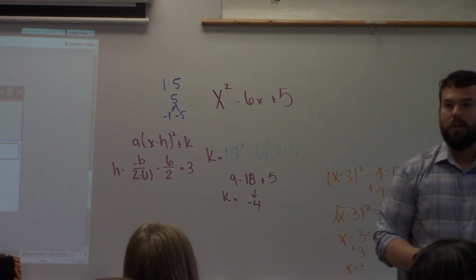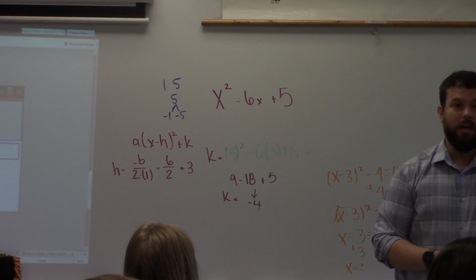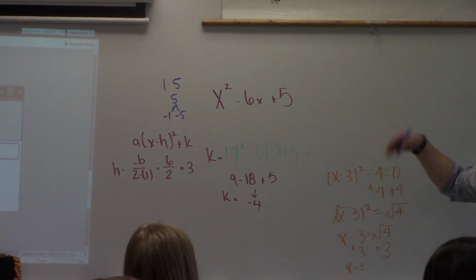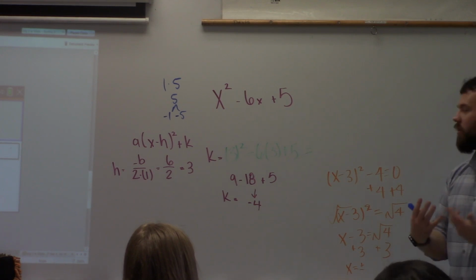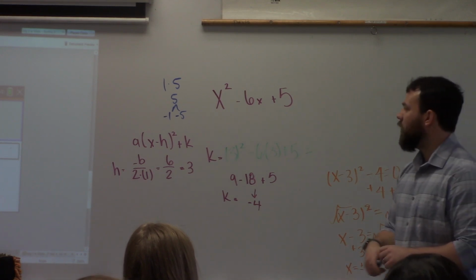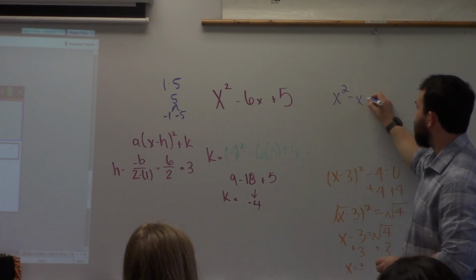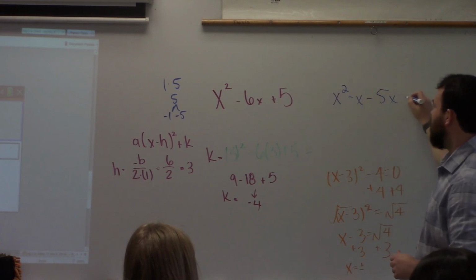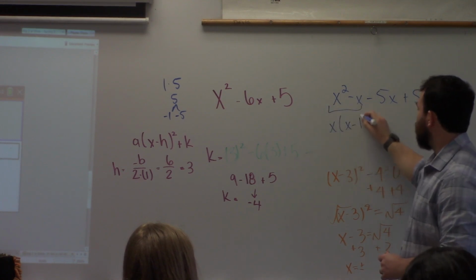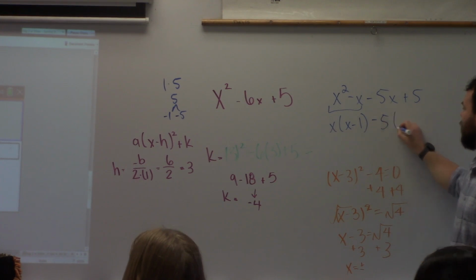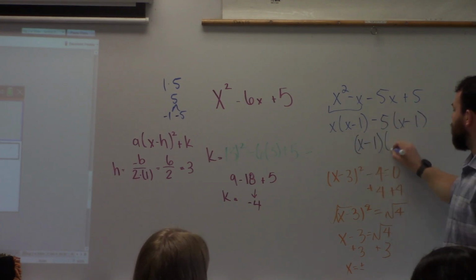And so will there be times when you can make a decision that you can use either strategy? Yeah, 100%, right? I just did ask you to do a vertex form here, right? But there are times when you can factor it. And so if we had taken that time, it would have come out to be x squared minus x minus 5x plus 5. You don't need to write this down. I'm just showing you something because this will connect to something we look at in a second. This is the factored form.